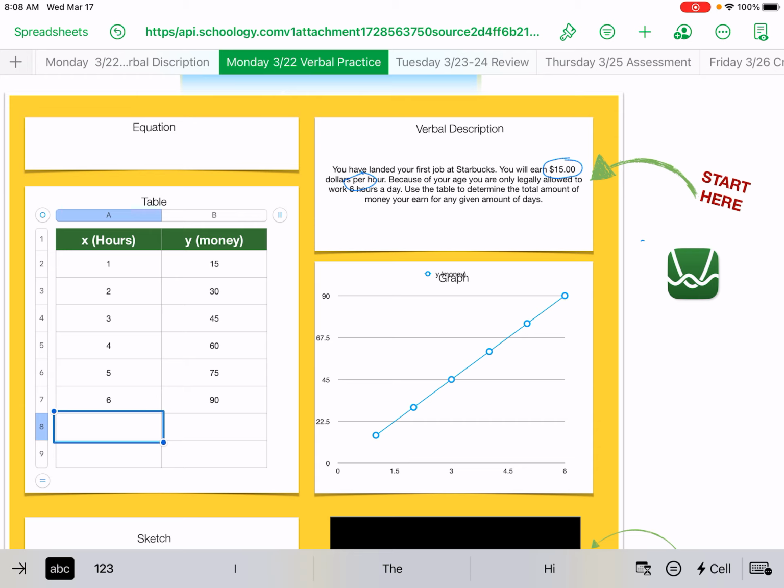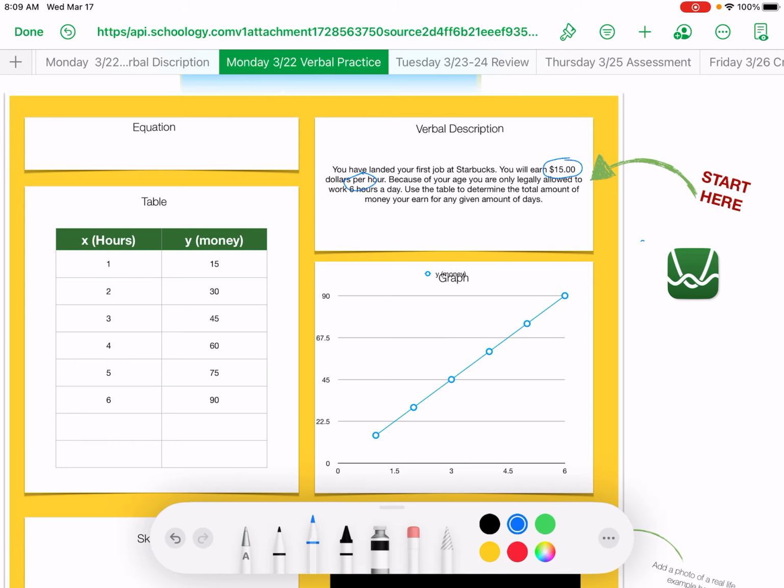So what are we doing to be able to get, say we worked 5 hours, how do I know that I'm going to get $75? Well, we know we're getting $15 times X, so that could be times 1 hour, 2 hours, 3 hours, and then that would equal my Y.